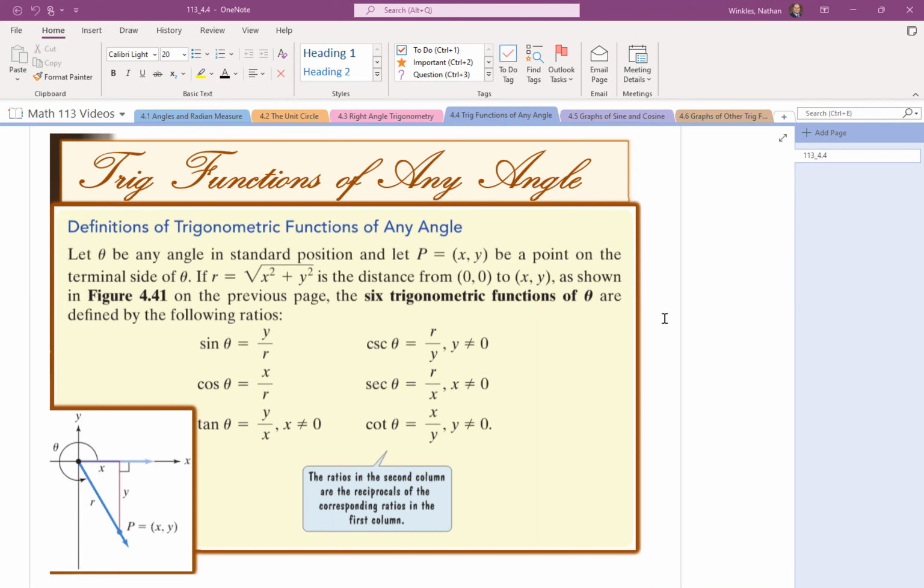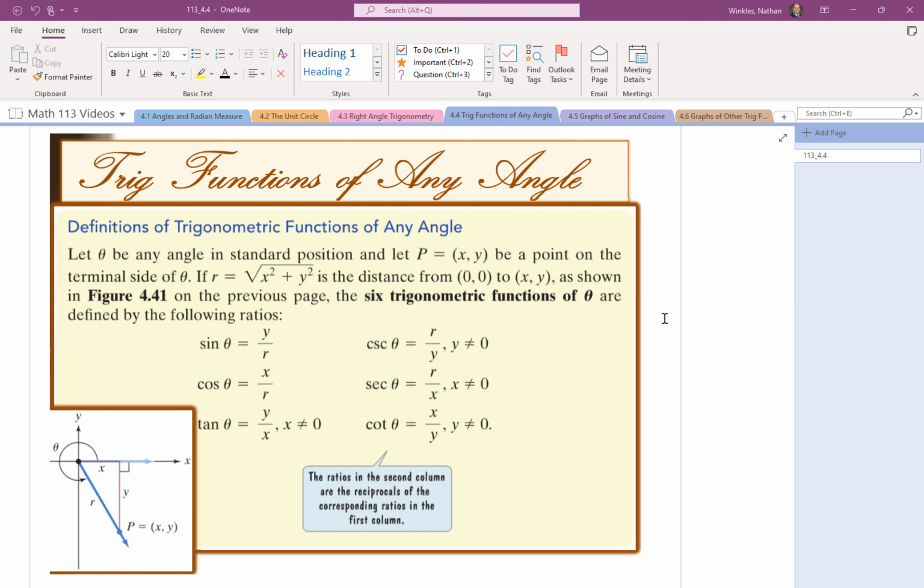So if we let theta be any angle in standard position and let our point P, x y, be a point on the terminal side of theta, and if we define r equal to the square root of x squared plus y squared as the distance from 0, 0 to x y, as shown in our figure here, then the six trigonometric functions of theta are defined by the following ratios.